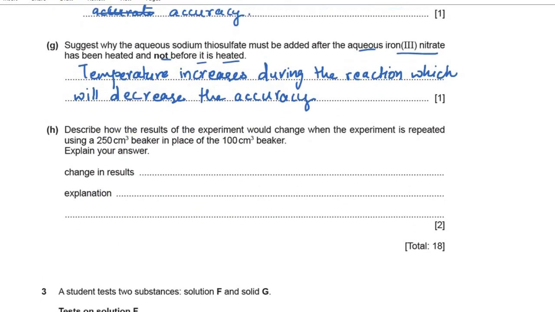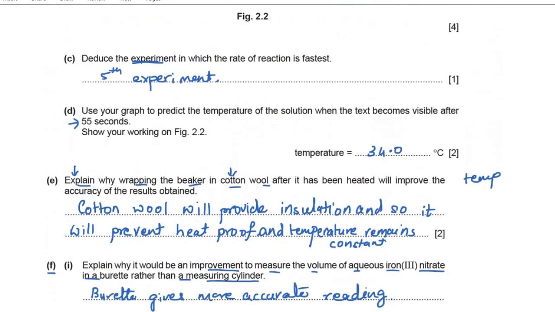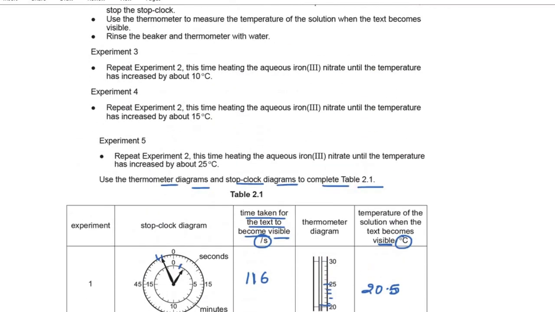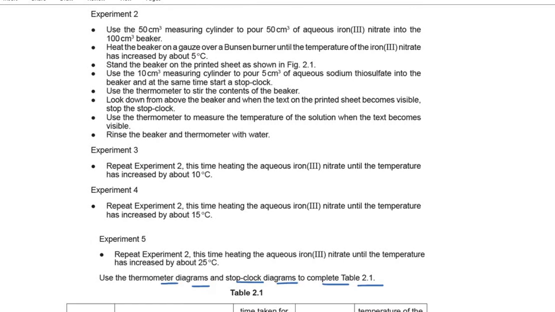Here the last sub question says, describe how the results of the experiment would change when the experiment is repeated using 250 centimeter cube beaker in place of 100 centimeter cube beaker, and explain your answer. Okay, again to understand this question, let's go back and read a few more lines of the question where we can understand what exactly is happening.